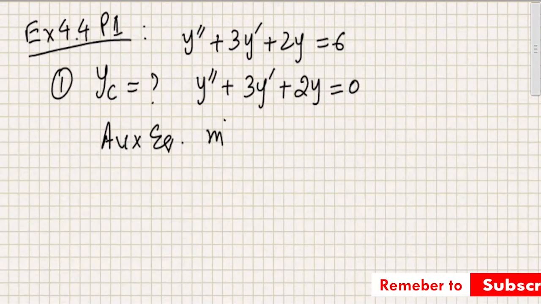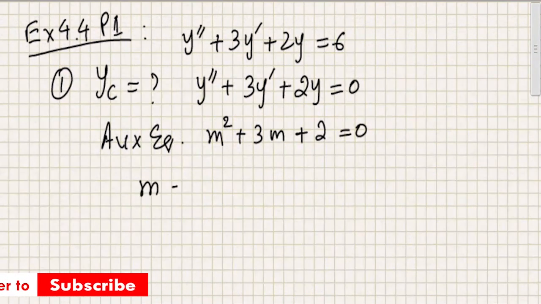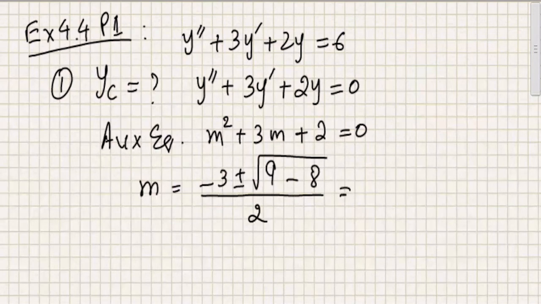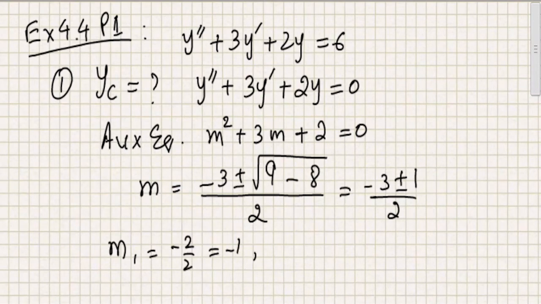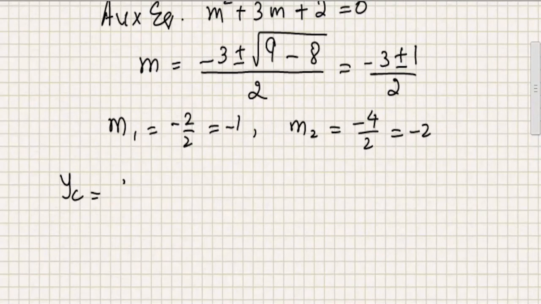The auxiliary equation for this would be m square plus 3m plus 2 equal to 0, and the roots for this equation would be minus b plus minus square root of b square minus 4ac divided by 2a. So the roots are minus 3 plus minus 1 divided by 2. So the first root would be minus 3 plus 1, which is minus 2 over 2, which is equal to minus 1, and the second root would be minus 3 minus 1, which is minus 4 over 2, which is equal to minus 2. So now we can write the complementary solution in general form as c1 e to the power minus x plus c2 e to the power minus 2x.